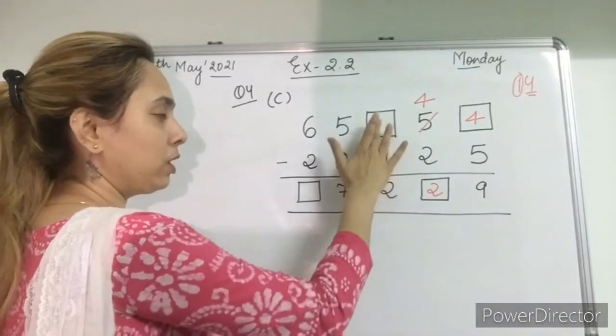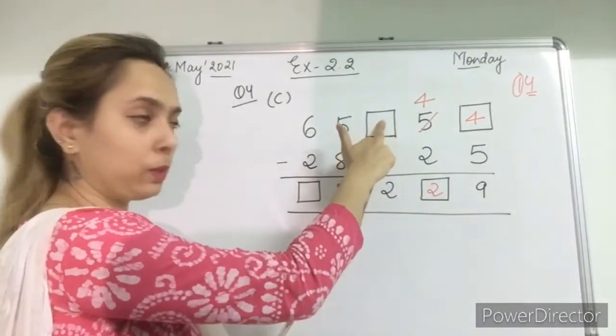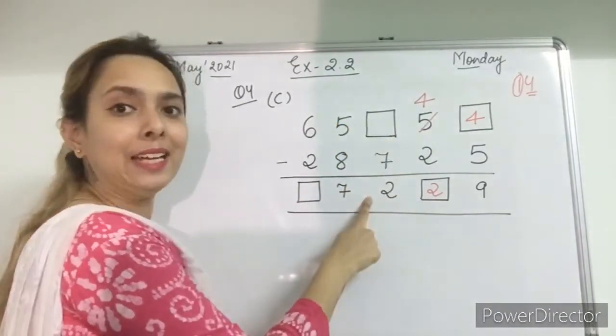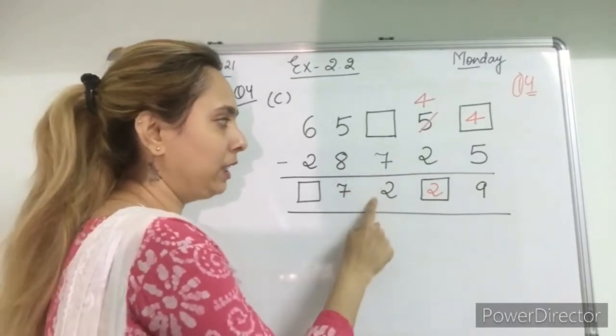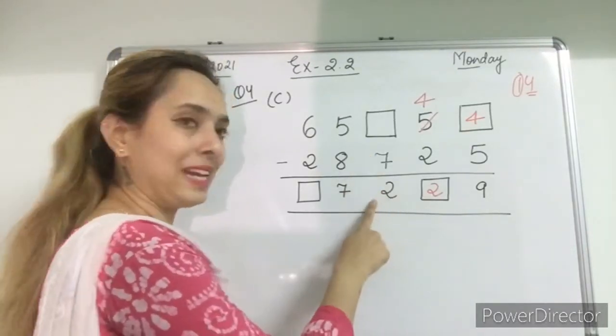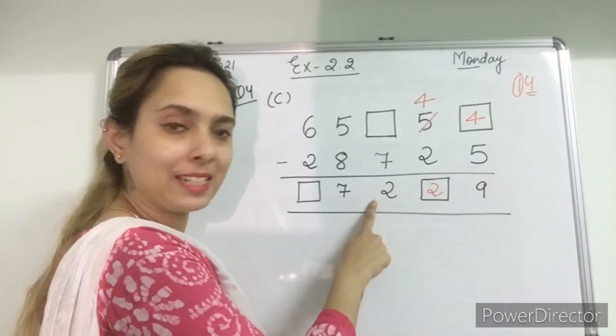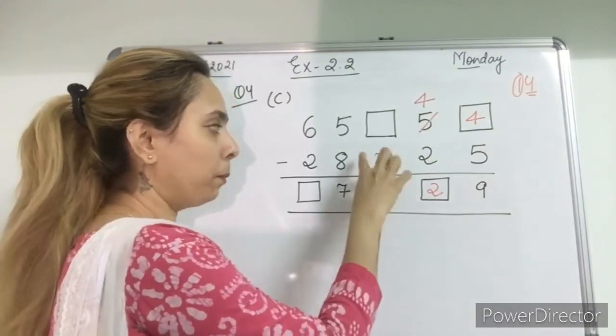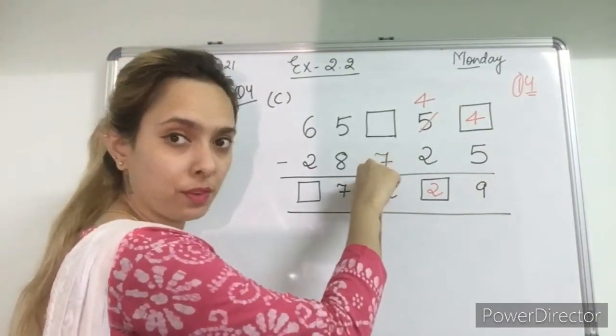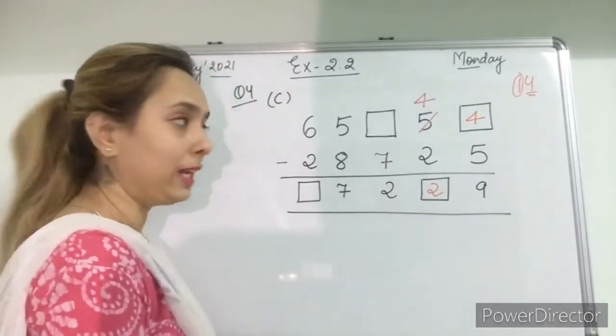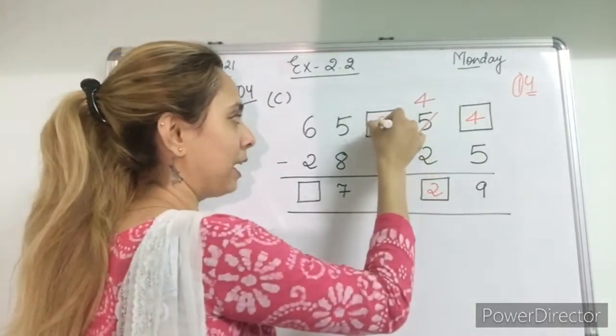Again, next question. Here again we don't have the minuend, but we have the subtrahend and difference. Again we will add these two numbers, 7 plus 2. We always get the minuend by adding the subtrahend and difference. So 7 plus 2 is 9. So I can write 9 here.